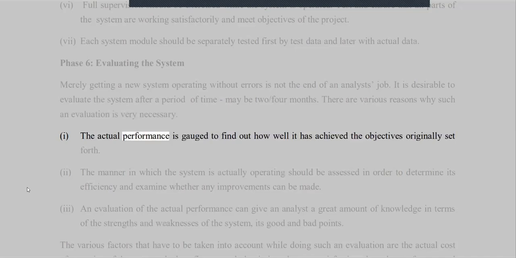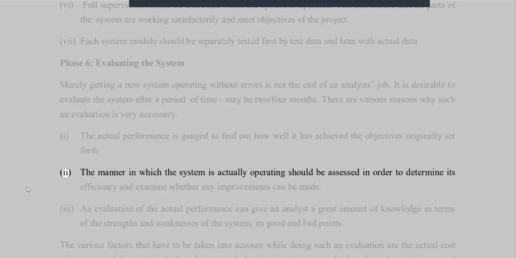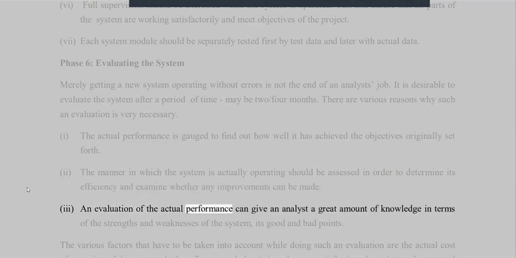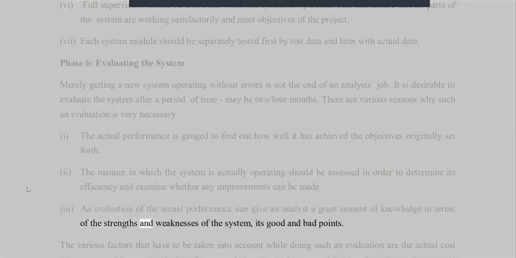1. The actual performance is gauged to find out how well it has achieved the objectives originally set forth. 2. The manner in which the system is actually operating should be assessed in order to determine its efficiency and examine whether any improvements can be made. 3. An evaluation of the actual performance can give an analyst a great amount of knowledge in terms of the strengths and weaknesses of the system, its good and bad points.